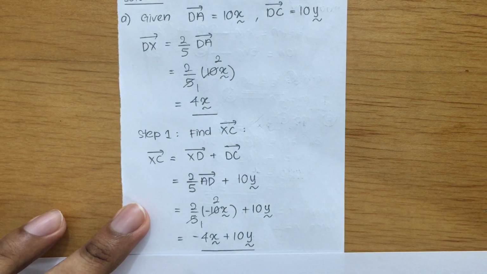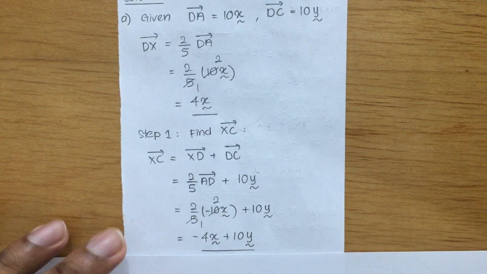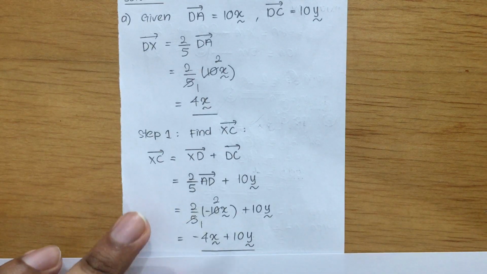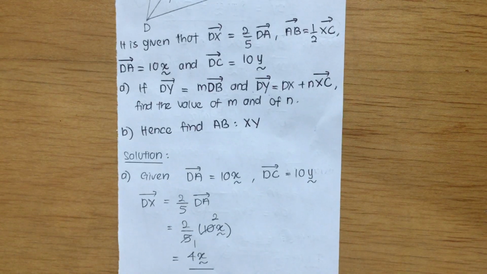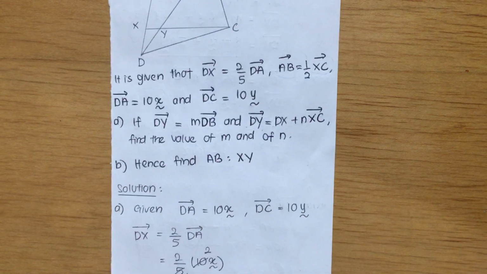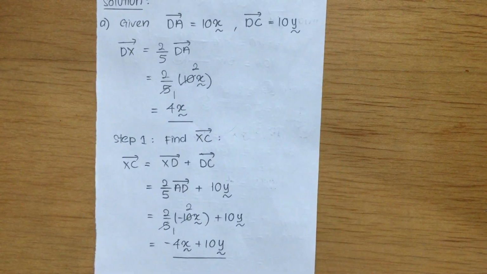So the concept is very simple. XD is the opposite direction of DX. So that is the concept of vector. Okay, so you get your XC is equal to negative 4x plus tan y. So you get your vector XC. So what will be your next step? Now we can proceed to find your vector AB. That is a direct clue for us. I'm going to show you in the next page, so please hold on.